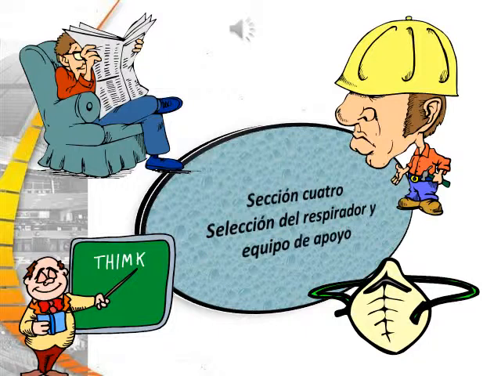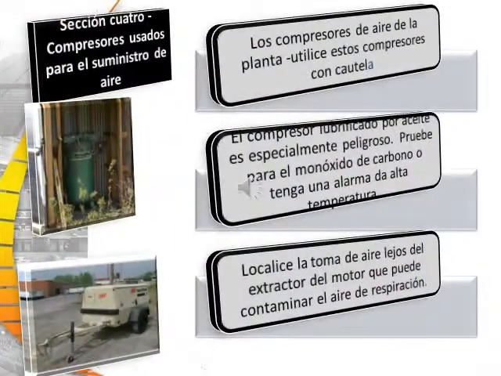Section 4, Respirator Selection and Supportive Equipment. Plant air compressors. Use these compressors with caution. Oil-lubricated compressors are especially hazardous. Test for carbon monoxide or have a high temperature alarm. Locate air intakes away from engine exhausts, which can contaminate breathing air.